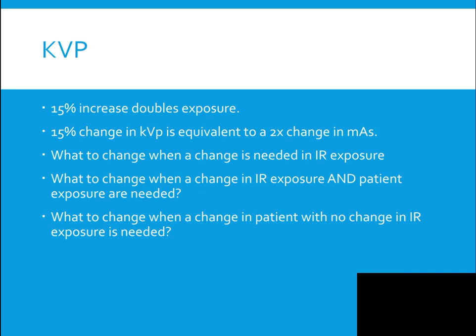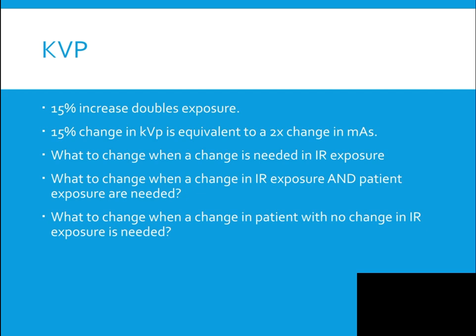So if we need to change the image receptor exposure, and that's the main thing that we need to change, then we just need to increase our kVp. If we want to change our image receptor exposure and the patient exposure, maybe everything was too low, then what we're going to need to do is increase kVp and maintain the same mAs. But if you need to increase the image receptor exposure and reduce the patient exposure, then what you would need to do is increase kVp and reduce mAs.